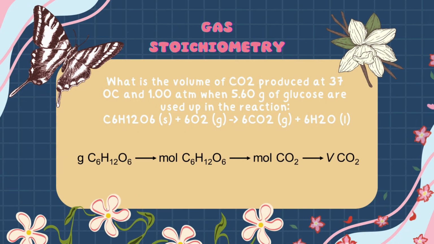For example, what is the volume of CO2 produced at 27 °C and 1.00 atm when 5.60 grams of glucose are used up in the reaction C6H12O6 + 6O2 → 6CO2 + 6H2O? To find the answer, we start with the grams of C6H12O6. Then we find the moles of C6H12O6. Next, we find the moles of CO2, and last, we find the volume of CO2.